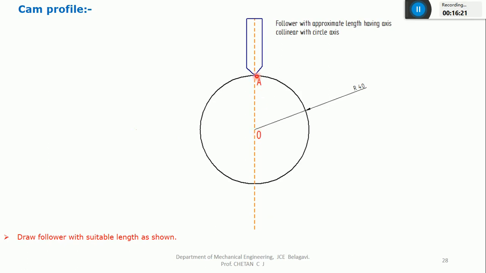Again, at this point A, I'll draw with approximate length. You can take any length. I'll indicate the follower, and in this case the type of follower is a knife edge follower. So that's why I'm going to draw the follower in the shape of a knife edge, and the end of this knife edge I'll indicate as point A. So this was the second step.